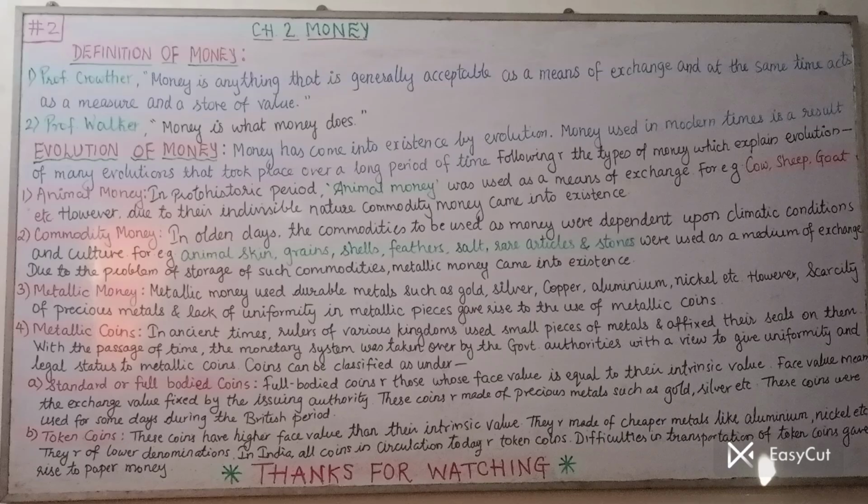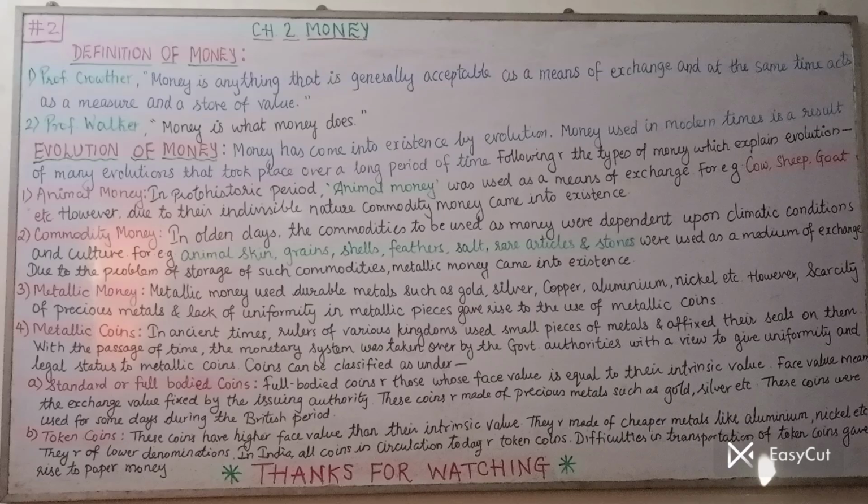The face value means the exchange value fixed by the issuing authority. These coins are made of precious metals such as gold, silver, etc. But these full-bodied coins used to be heavy because of the metal value inside them. These coins were used for some days only during the British period. They used to be very heavy coins. Then what is used now?